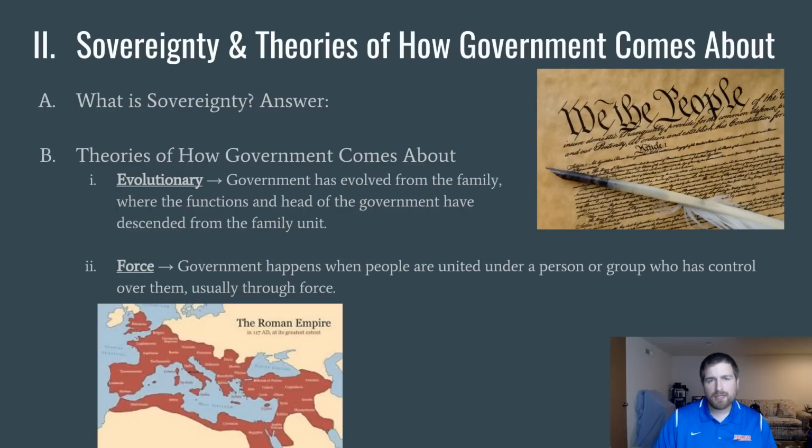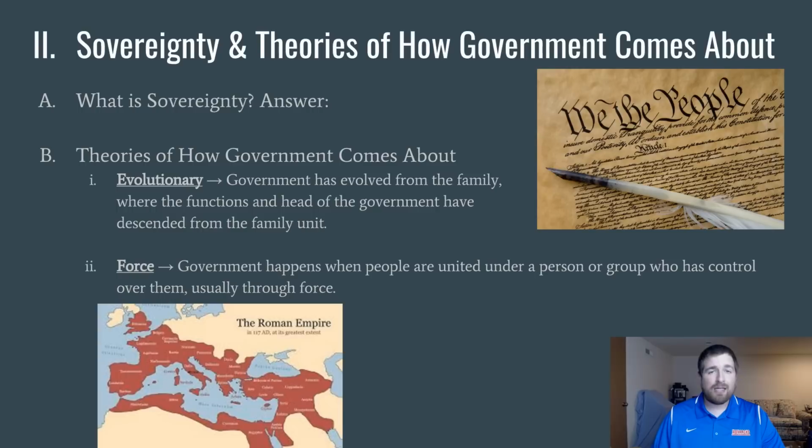So what does this mean, sovereignty? Well, sovereignty is a state's supreme and ultimate power to define policy within the confines of its territory. To put that a bit more simply, a sovereign state controls itself. It doesn't depend on some outside power to make rules for them. So the United States is a sovereign state. It is a sovereign power.